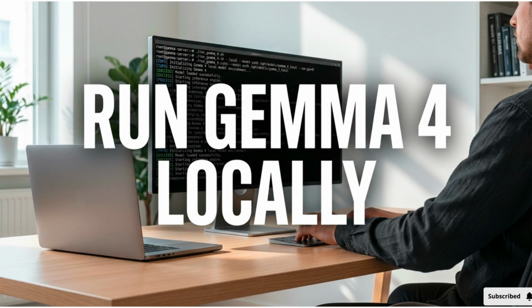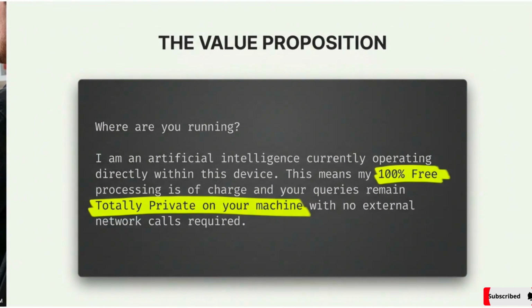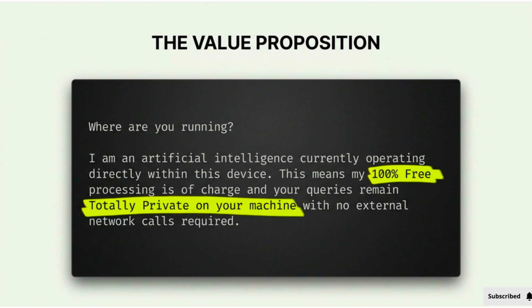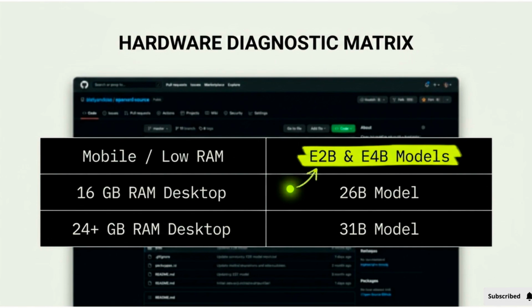This video will show you how to run Gemma 4 locally. Running AI models locally ensures your data remains totally private and processing is 100% free. Running the AI on your device means your queries are totally private with no external network calls required. The appropriate Gemma 4 model depends on your system's RAM.